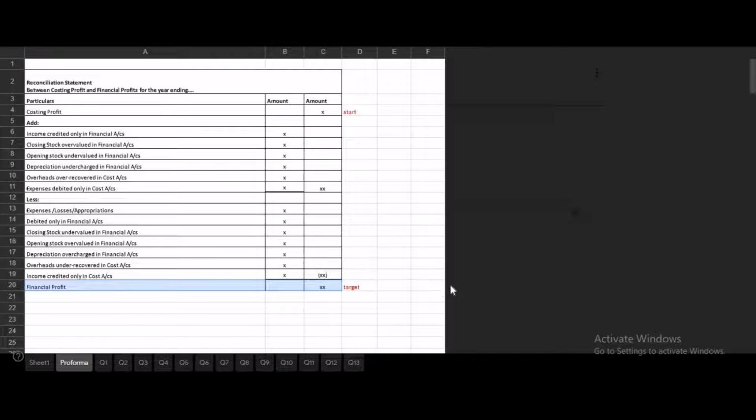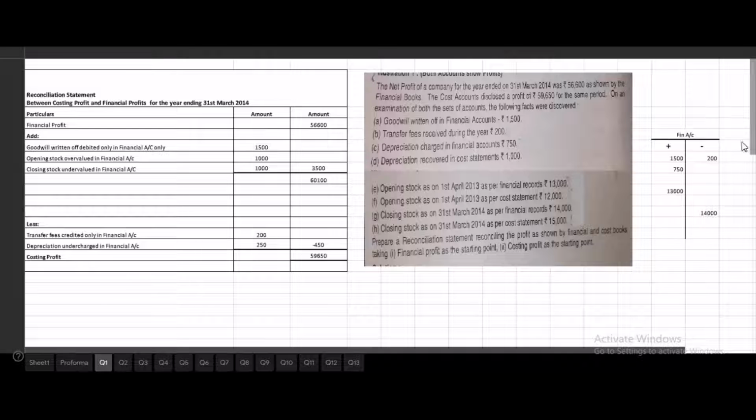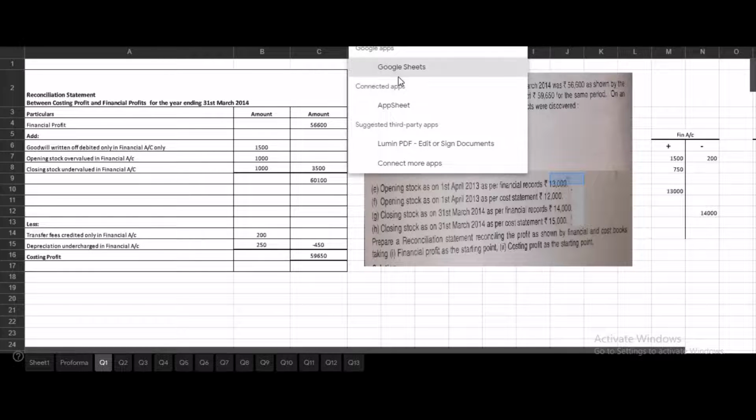It will be given in the question that the cost profit is this, and you have to find the financial profit. This is how we find it. There's a simple technique for this that our ma'am has told us. I am opening Google Sheet so that we can do the changes in that document.